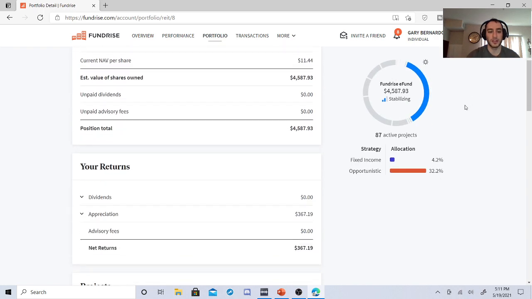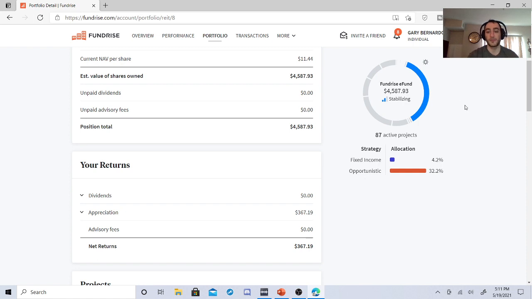So this is basically where I'm getting money off of my appreciation. The net returns are $367.19. They merged the DC one, the West Coast rate and the East Coast rate all into one. So this is what's exciting. It's starting to stabilize and ramp up.